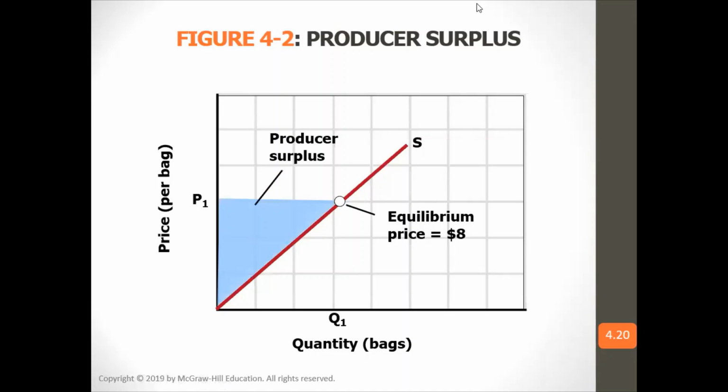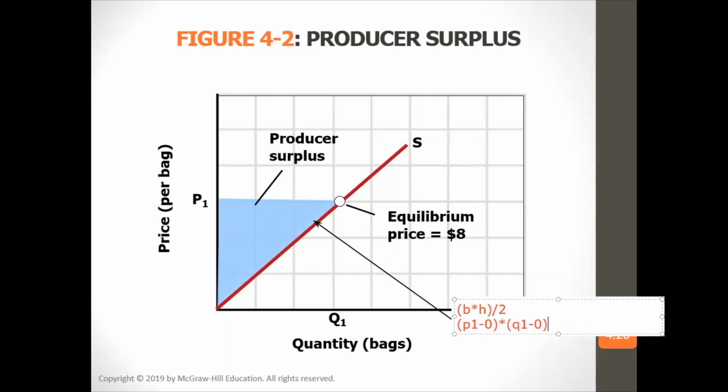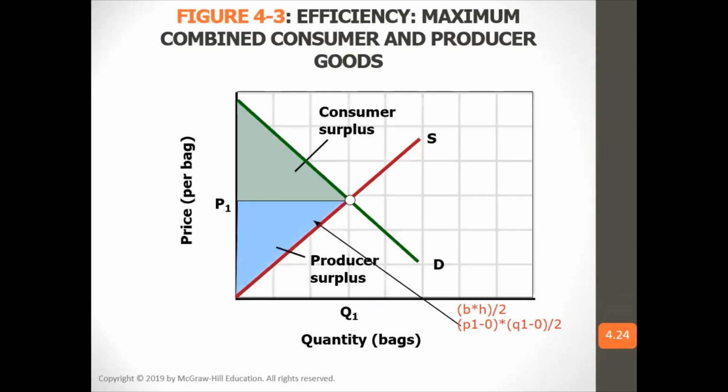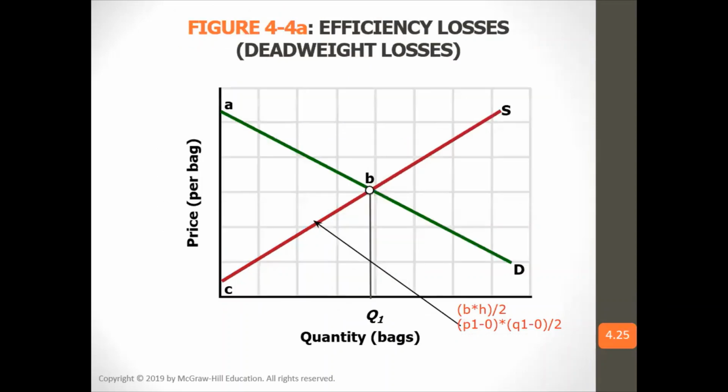And to calculate this, it's the same as consumer surplus. You just have to calculate the triangle area, which is base times height divided by 2. So we can do P1 minus 0 times Q1 minus 0 divided by 2. So that's how you do it. The price part times the Q1 part divided by 2. So consumer surplus, producer surplus.